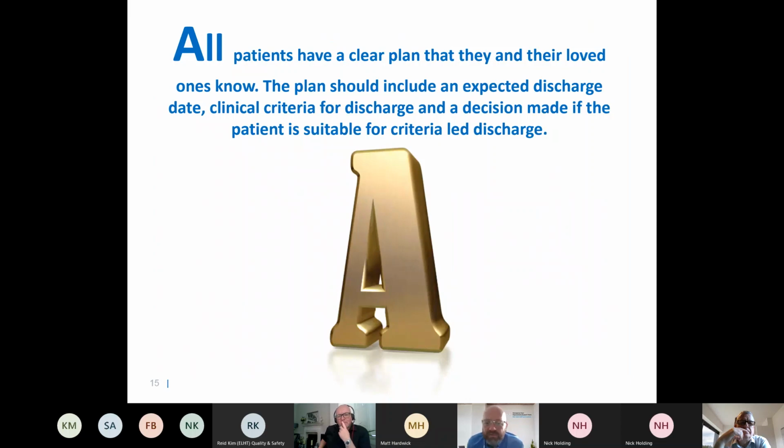The second one, the A, is often overlooked, but I think is probably one of the more important elements of the bundle, which is around patients having a clear plan that they and their loved ones know about and understand. This plan should include an expected date of discharge. The word expected is really, really important there. People use different words, like predicted or estimated.